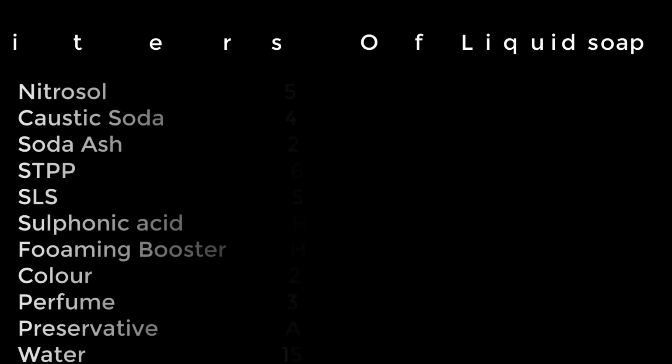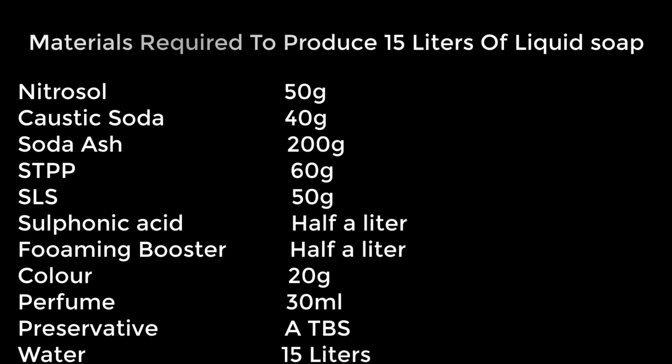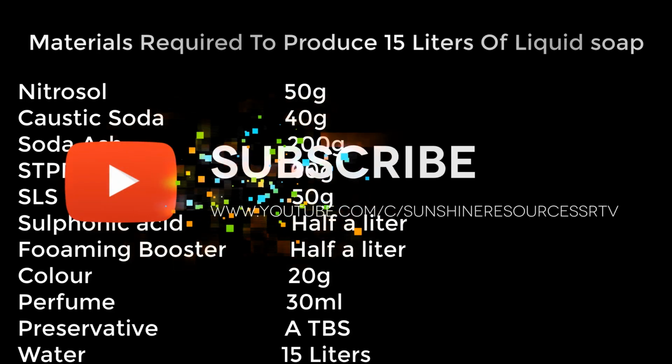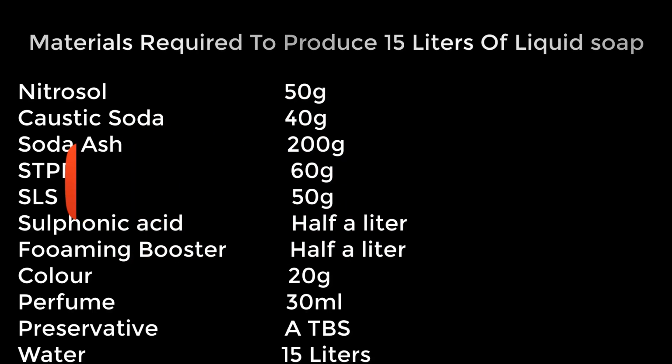Take note, we are producing 100 liters of liquid soap, so we have to repeat this calculation for all the chemicals or ingredients required. Now let's calculate the quantity of caustic soda required to produce 100 liters of liquid soap. Remember, we have just calculated that of nitrosol in the calculations above. In the same way, to produce 15 liters of liquid soap, we will require 40 grams of caustic soda.